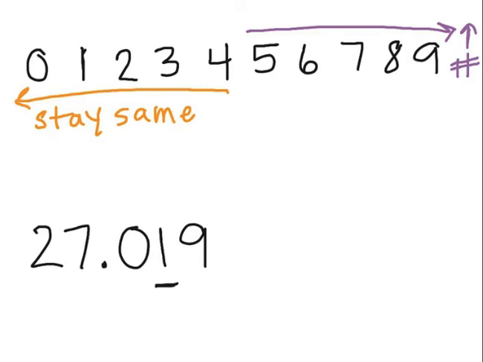This is the one that you're going to practice. So in your notebook, write 27 and 19 thousandths, and I want you to round it to the hundredths. Go ahead and pause the screencast and try.